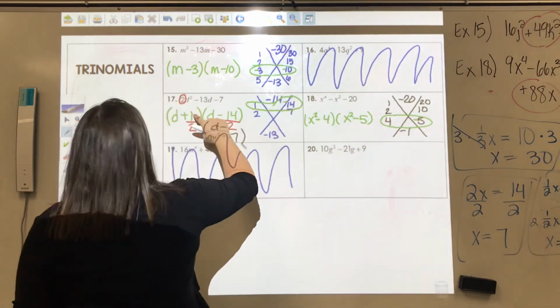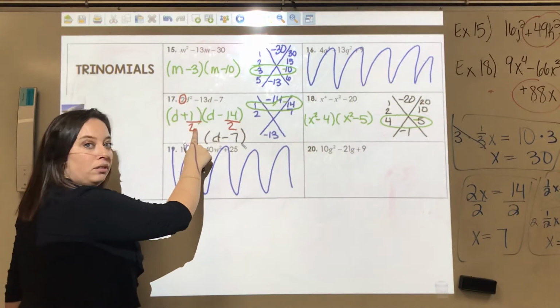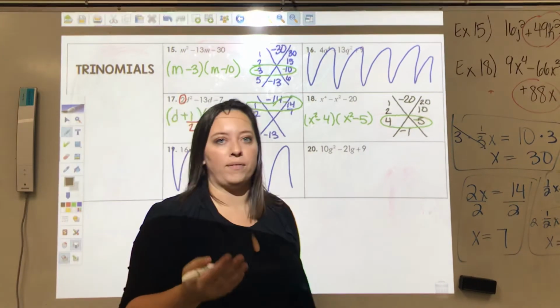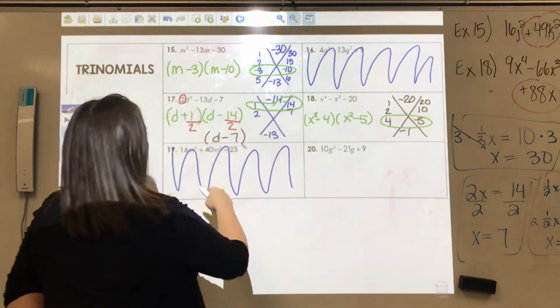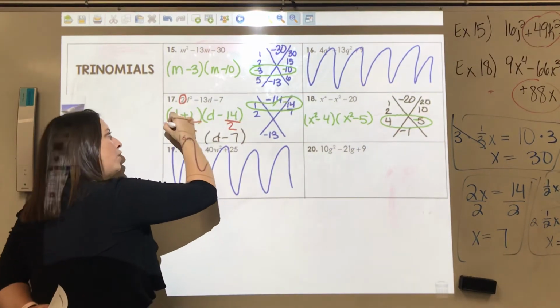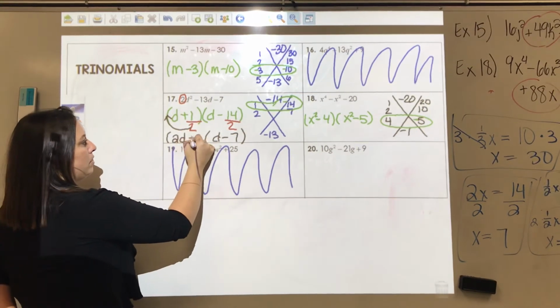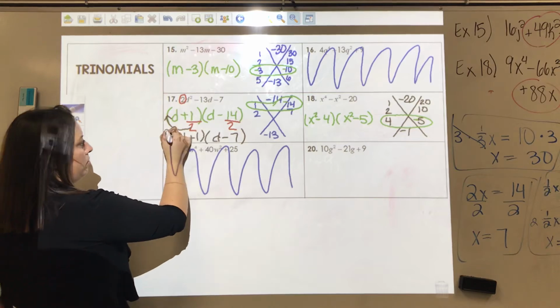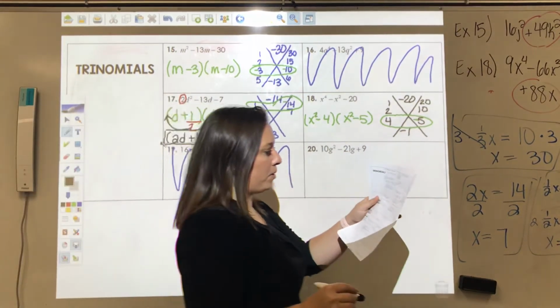Now this one here: is 1 divisible by 2? No, because 1 divided by 2 is 0.5. If it gives you a decimal, that means it's not divisible. So in this case, we're going to slide it over to the front. Our answer would be 2d plus 1. You're going to do the same thing for number 20.